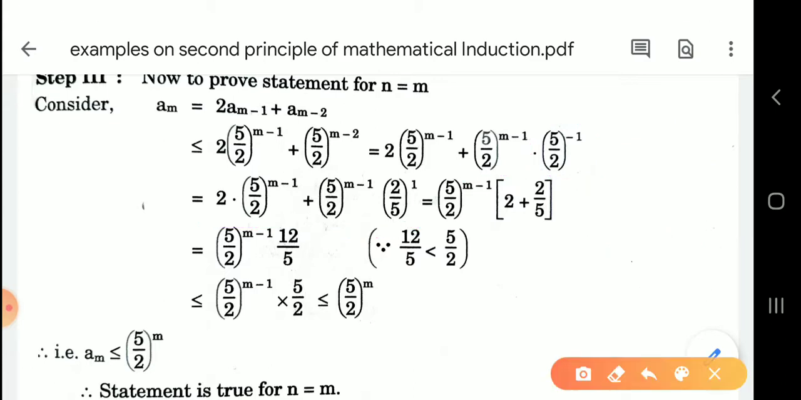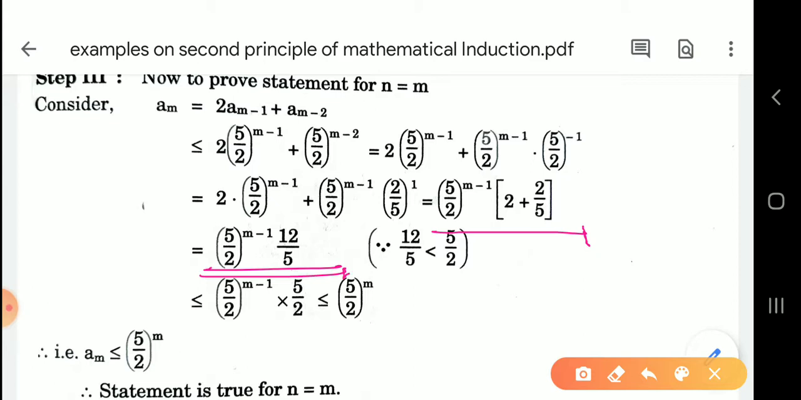Now look at these two terms. In these two terms, 5 upon 2 raised to m minus 1 is common in both. So taking 5 upon 2 raised to m minus 1 common, here remains 2 and in the second term remains 2 upon 5. So we get 5 upon 2 raised to m minus 1 into the bracket 2 plus 2 upon 5. By solving this bracket we get 5 into 2 is 10, 10 plus 2 is 12, that is 12 by 5. So 5 upon 2 raised to m minus 1 into 12 by 5.